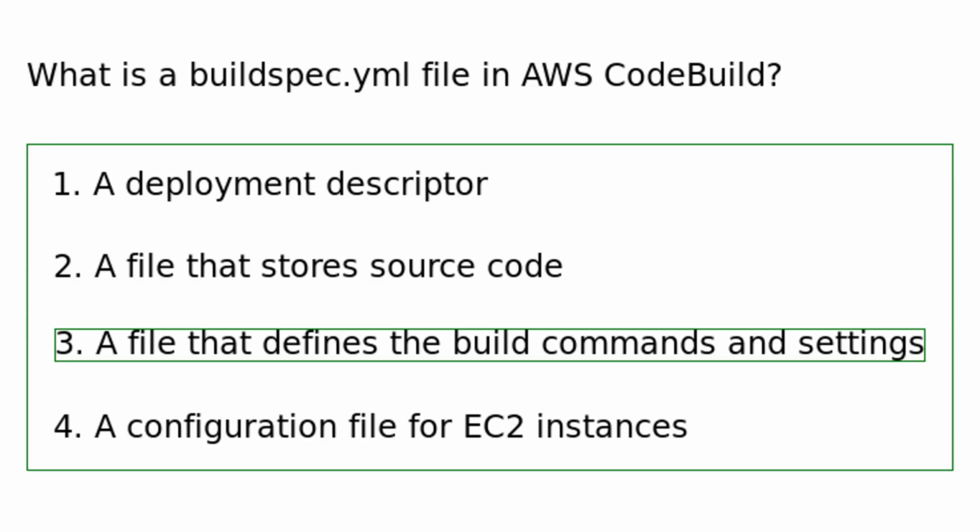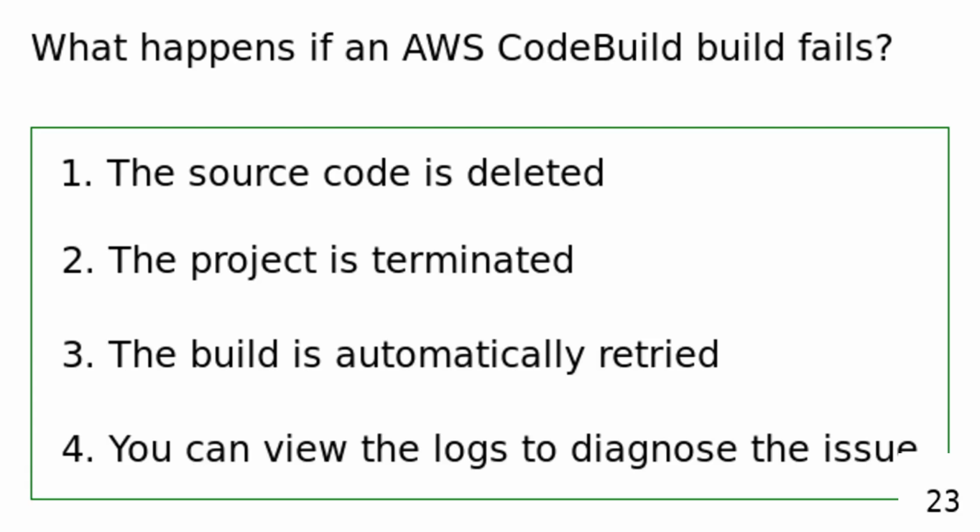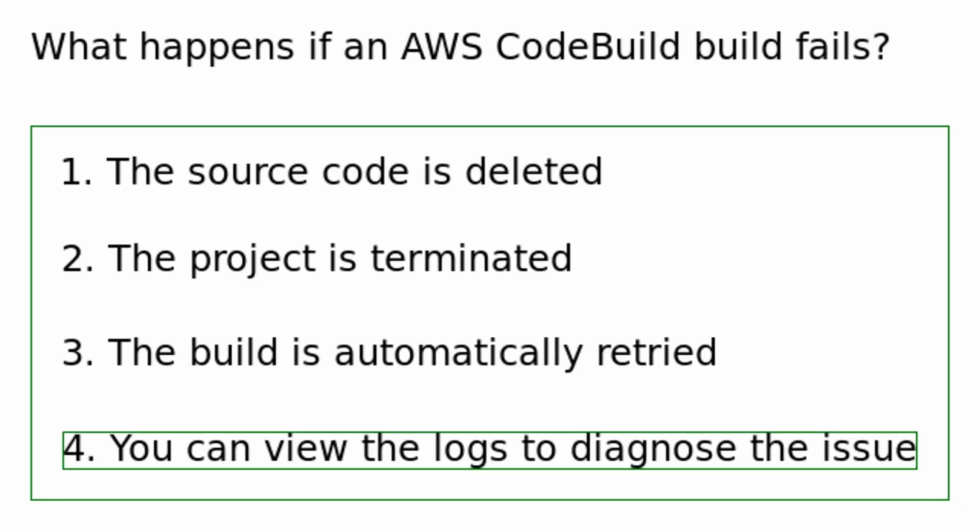What happens if an AWS CodeBuild build fails? The source code is deleted. The project is terminated. The build is automatically retried. You can view the logs to diagnose the issue. If a build fails, you can view the logs to diagnose and fix the issue.